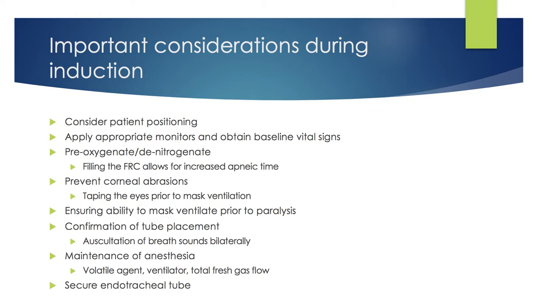Following intubation, confirmation of endotracheal tube placement. This is achieved by auscultation of breath sounds bilaterally as well as sustained end-tidal CO2, assessing for the rise and fall of the chest, and mist in the endotracheal tube. Next, plan for the maintenance of anesthesia. This is achieved by administration of a volatile anesthetic agent, selection of appropriate ventilator modes and settings, and the assessment of total fresh gas flow. Finally, secure the endotracheal tube.